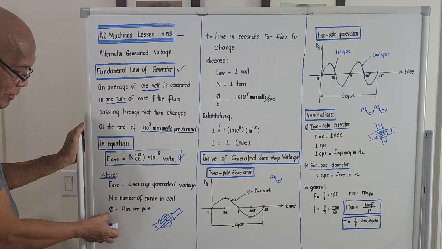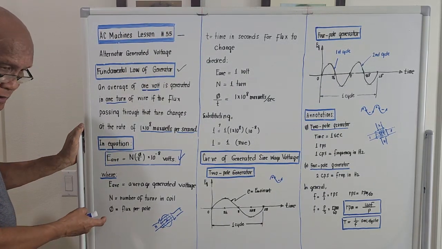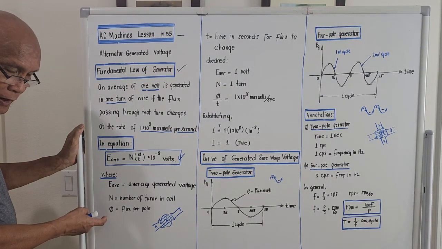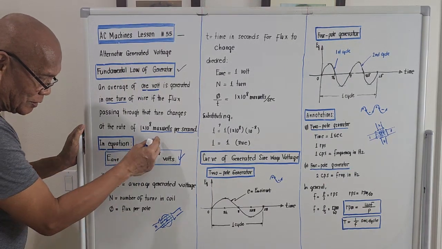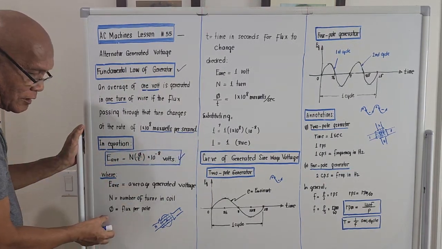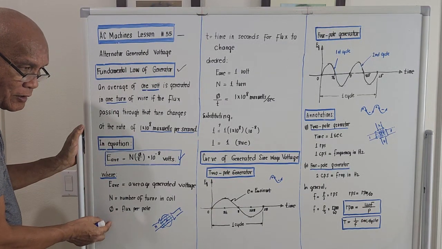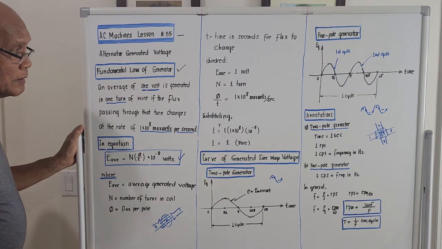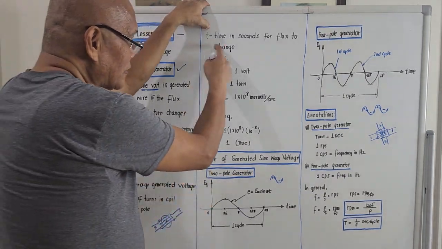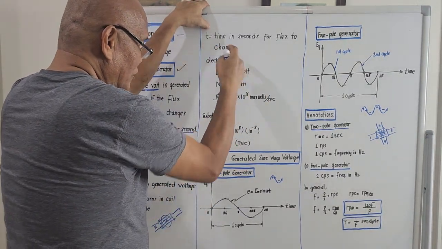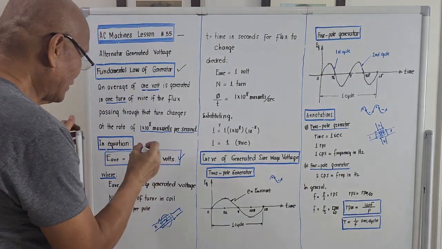And this symbol here, the Greek letter phi, is the flux per coil, and the unit of this is Maxwells. This is phi, the Greek letter phi, right? And small letter t is the time in seconds for the flux to change.